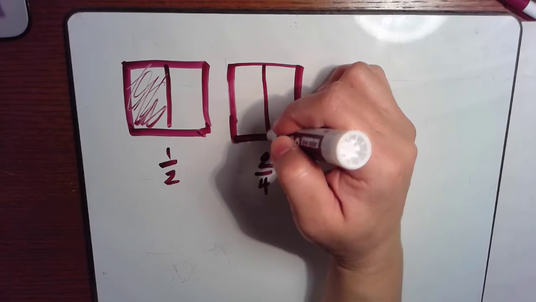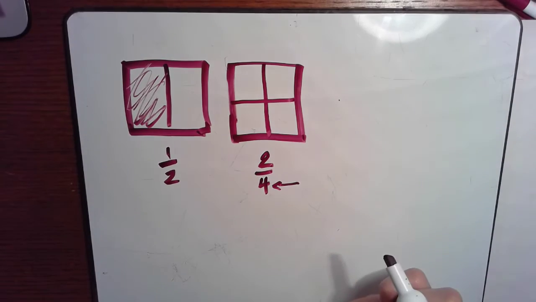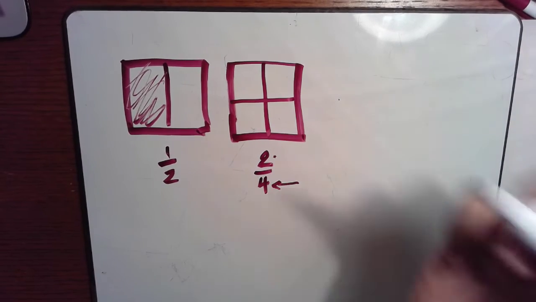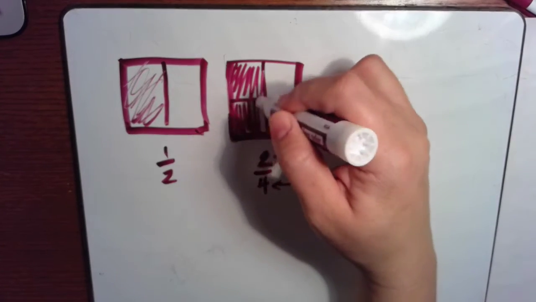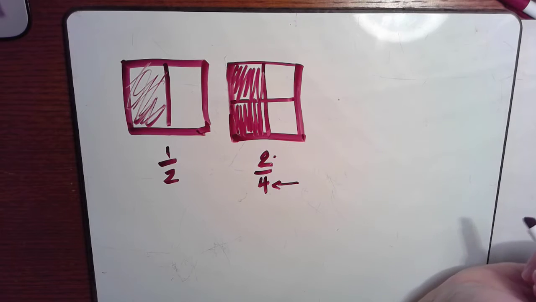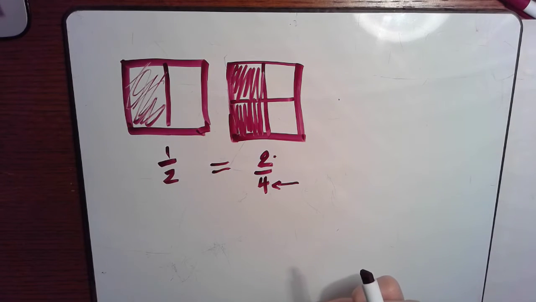Okay, so maybe you did 4ths because the denominator tells you how many parts and the numerator tells you, in this case, I'm asking you to shade 2 out of 4 parts. So what we've done here is we've just quickly reviewed. These are equivalent fractions, right?